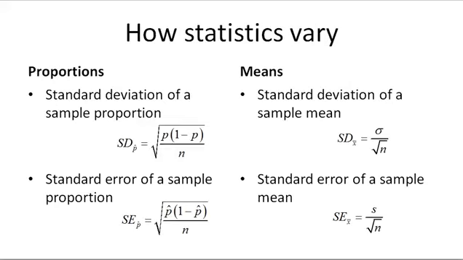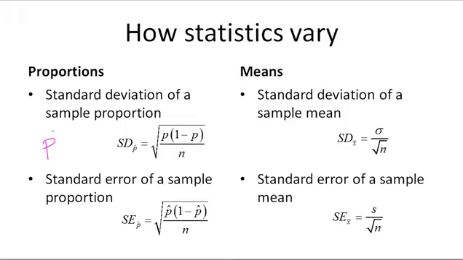All right, so let's make sure we truly understand how statistics vary. So, proportions. How can a standard deviation of a sample proportion, how could one proportion deviate from another, right? How could samples deviate? Well, the formula for the standard deviation of a sample proportion is the square root of p times 1 minus p divided by n. And remember, p is the true proportion of the population. But in most scenarios, we don't know what that is.